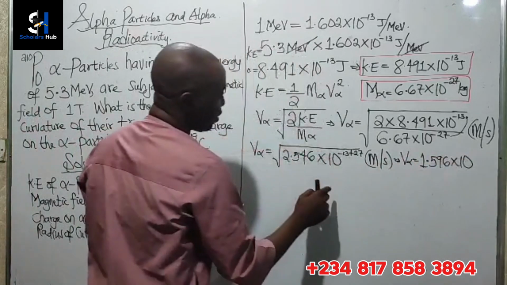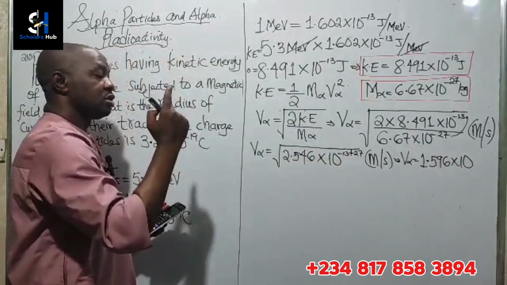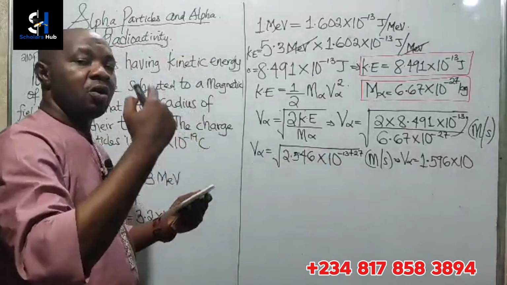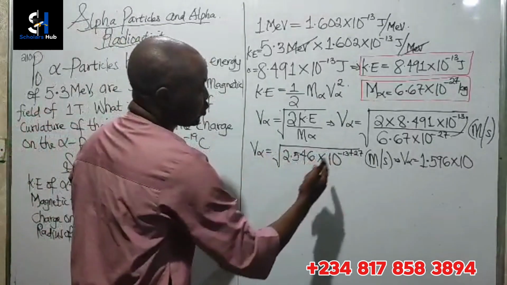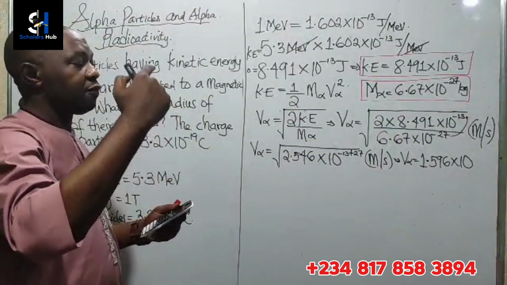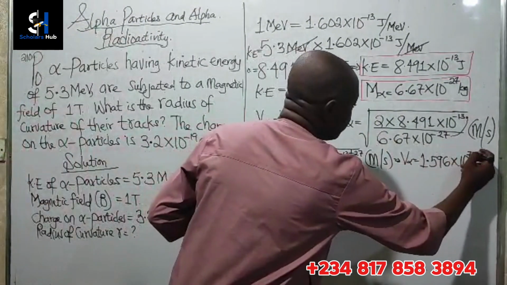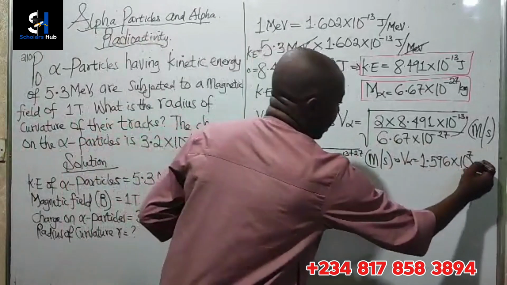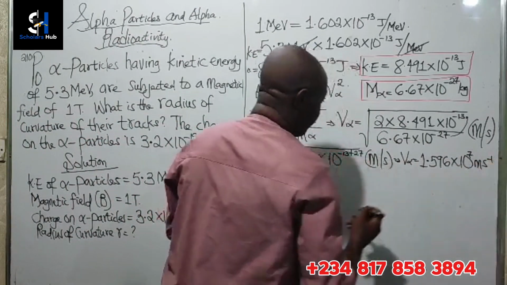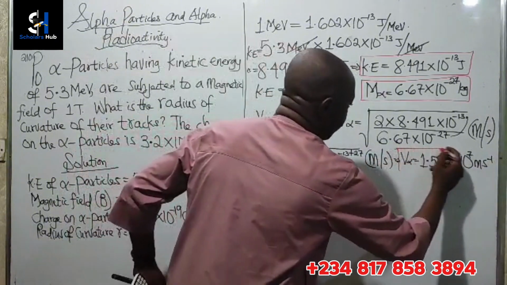So we have the velocity of alpha particle to be 1.596 times 10 raised to the power of minus 13 plus 27, which will be 14. So 10 raised to the power of 14. The square root of 10 raised to the power of 14 will be 10 raised to the power of 7. And this is the velocity of alpha particle.